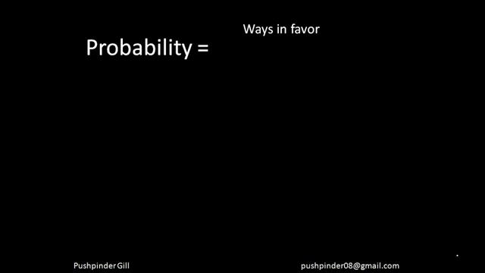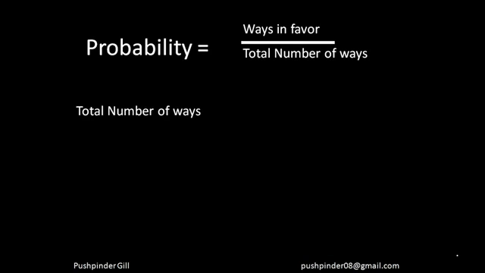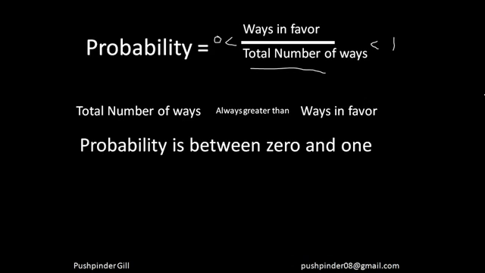So probability is ways in favor divided by total number of ways, right? Now since the total number of ways is always going to be greater than the ways in favor, that means this fraction over here is always going to be between 0 and 1, right? So that means the probability is always between 0 and 1. In case of percentages, it's always between 0 and 100. Right? So I hope everyone understood what probability is.